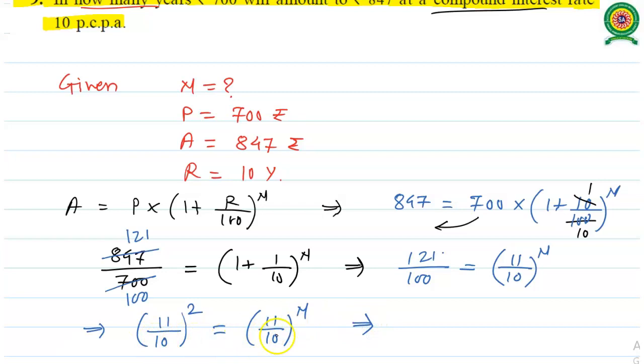Now once the bases are the same and the given numbers are equal, their indices must be equal, so we can equate their indices. Now we have 2 equals n, meaning the value of n is 2 in terms of years. So the duration we have is 2 years.